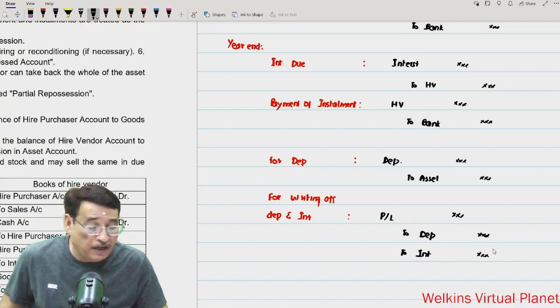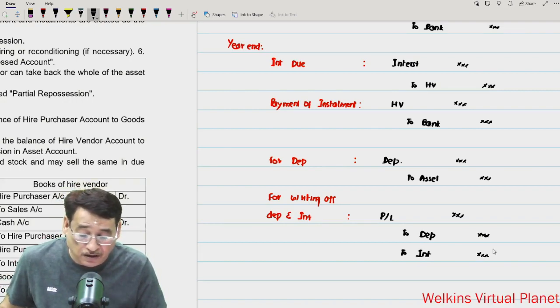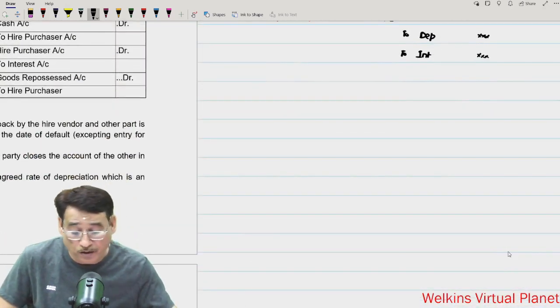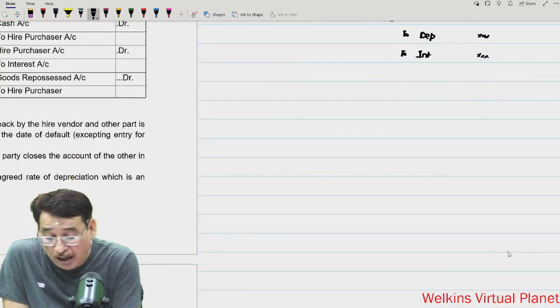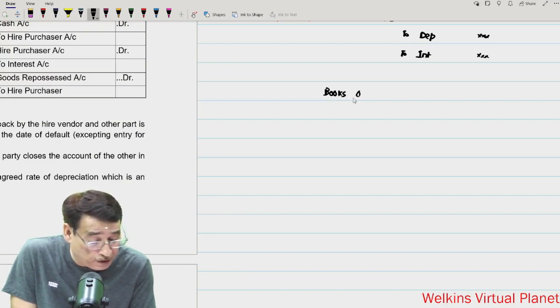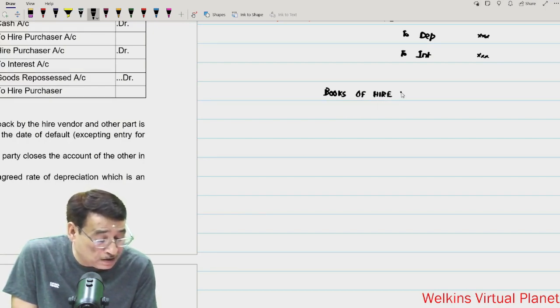So as far as entries in the books of purchaser are concerned, we saw that even in the last session, correct? Now I will also talk about the hire vendor, books of hire vendor. Hire vendor is the seller of the asset. Now you presume as if you are the seller, books of hire vendor, that is seller.